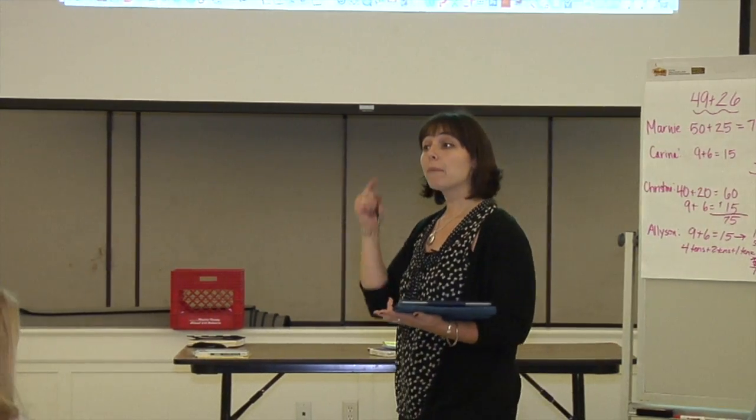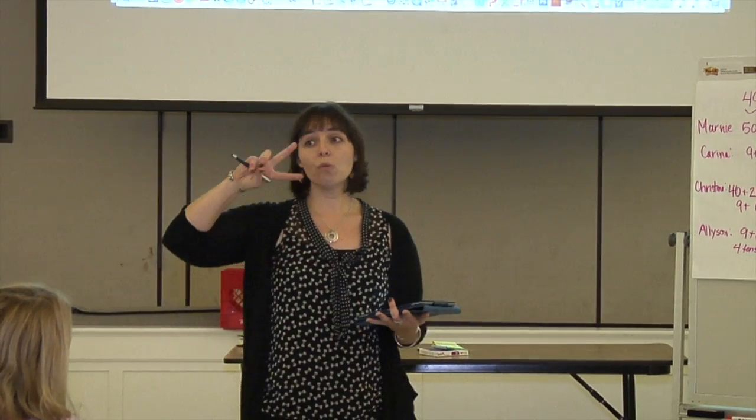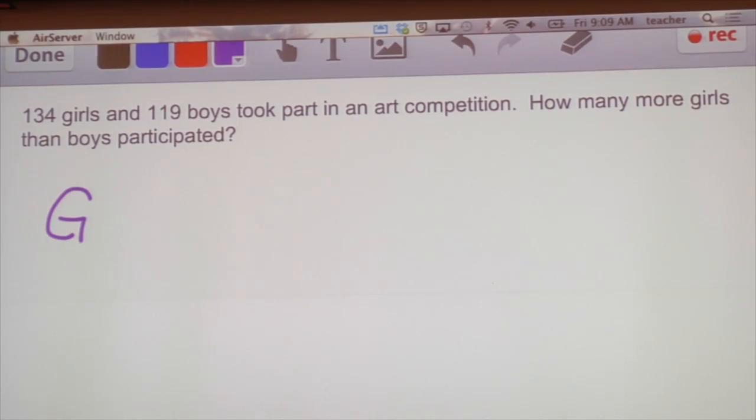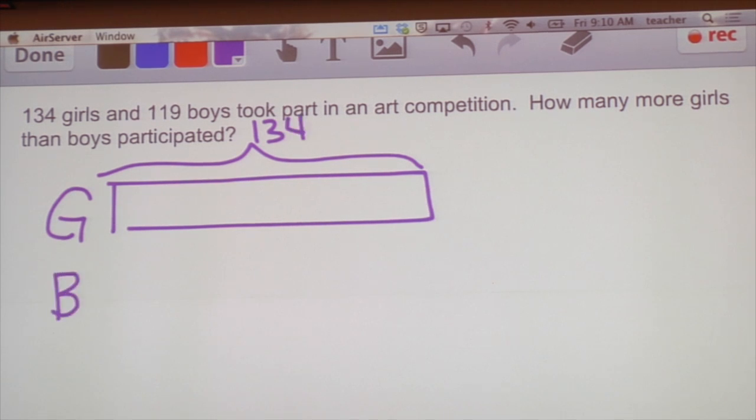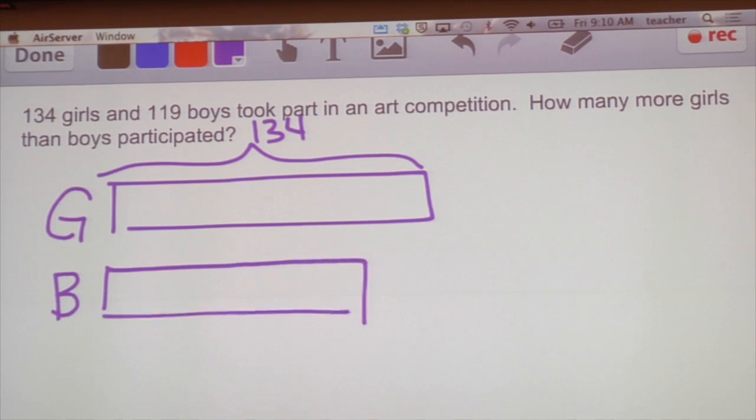Right. So this one, I don't have part-whole. I am comparing, so I need 2 bars to compare. I've got a bar for the girls, and I put a G to signify that's my girls bar, and it's 134. Now I need a bar for the boys. Is that going to be longer or shorter? Shorter. Right. So tell me when you think I should stop. Stop. Great. I'm going to mark that as the 119.